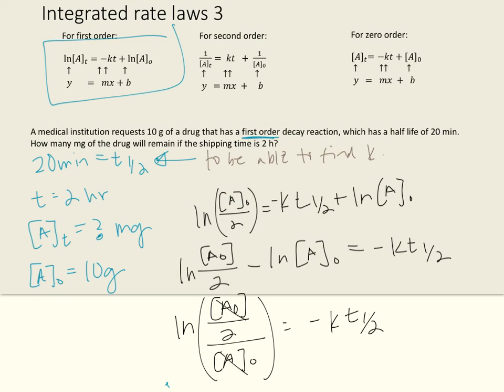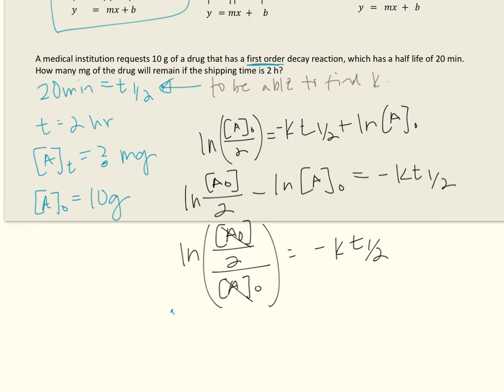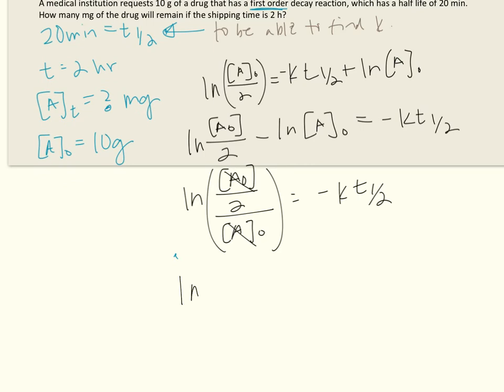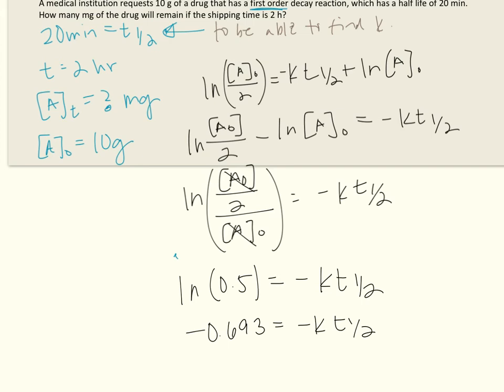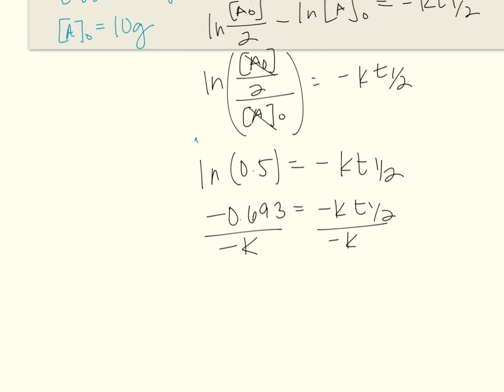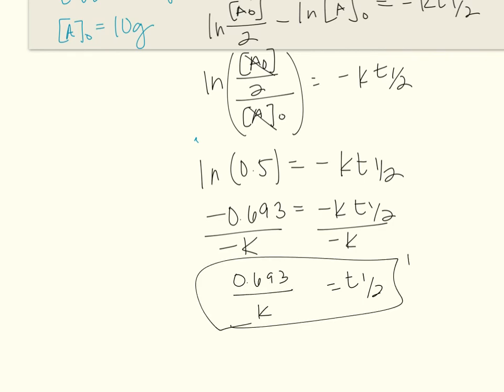So these A's cancel out. So what we end up with now is the natural log of 1/2, or 0.5, is equal to negative K, and the natural log of 0.5 happens to be negative 0.693. So I'm going to divide both sides by negative K, and my equation that I'm going to use ends up being the half-life is equal to 0.693 divided by K. So if I were you, I would have this memorized.